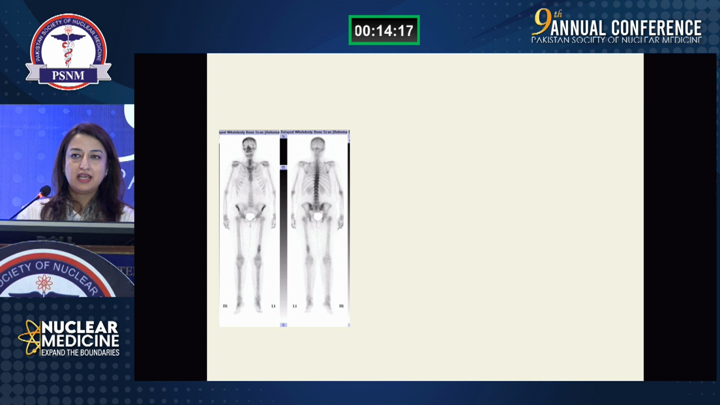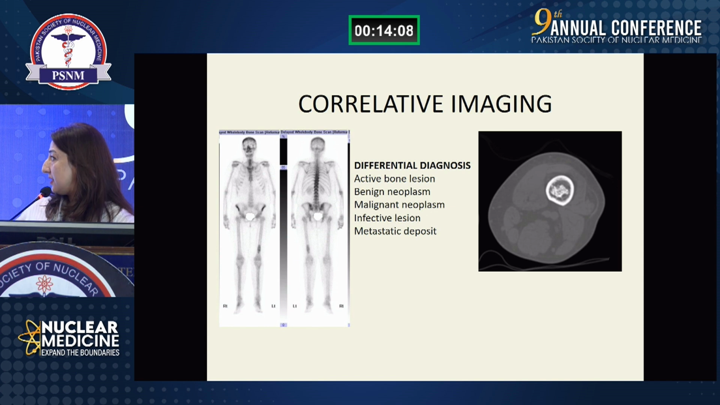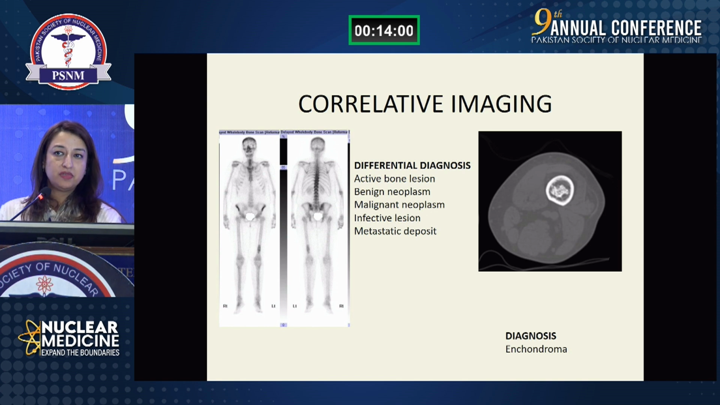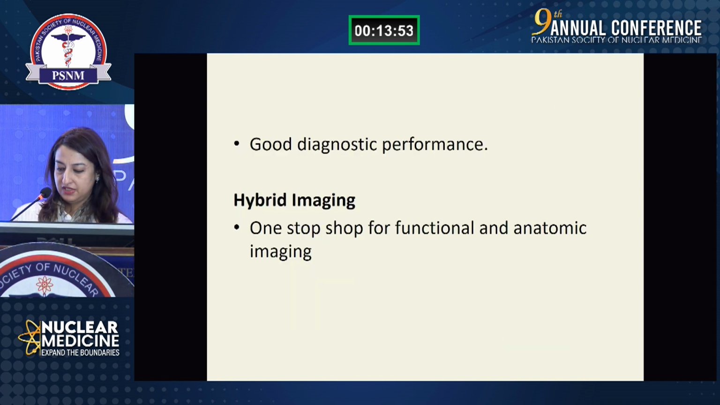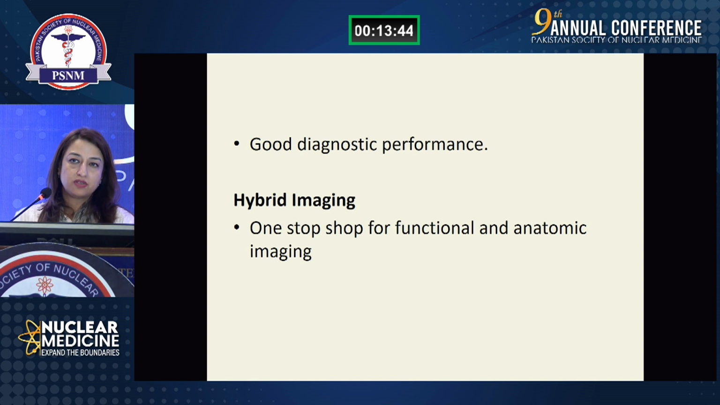So in a nuclear medicine scan, we have a finding that raises or gives a list of differential diagnoses. And then we do a correlative imaging. The purpose of correlative imaging should be to narrow down the differential diagnosis, to reduce the differential diagnosis and come near to the diagnosis. So obviously, when two imaging modalities, the physiological one and the anatomical one, fuse, they give superior diagnostic performance.